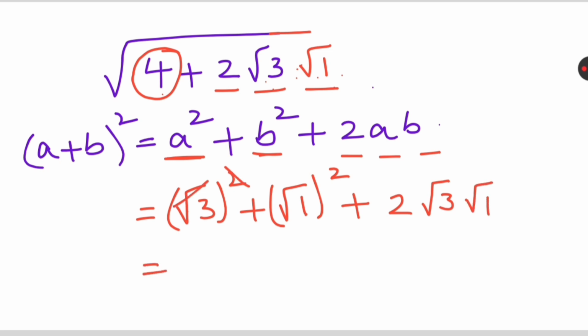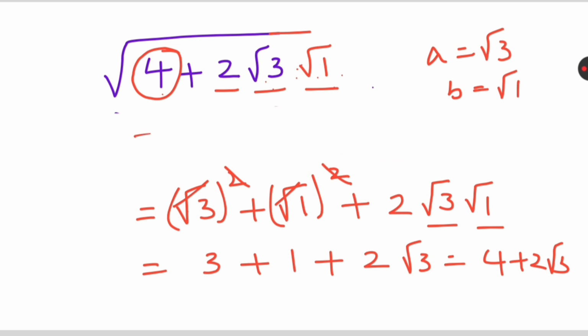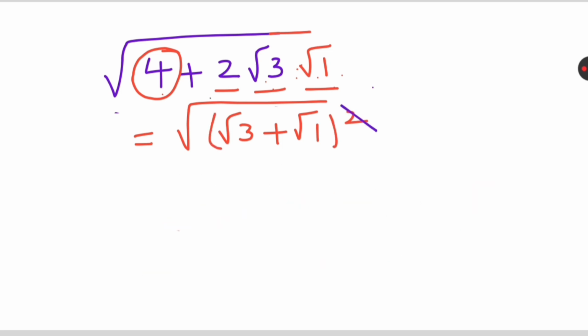Here square and square root gets cancelled, we left only 3. Plus here square and square root gets cancelled, we left only 1. Plus 2 times root 3 times root 1, which gives only root 3. That is equal to 4 plus root 3. So that means our here a value is root 3. b value is root 1. So this one we can write as square root of a, that is root 3, plus b, that is root 1, whole square form. Here square and square root cancel, so we left only root 3 plus root 1. Root 1 is nothing but 1 only, so the answer is 1 plus root 3.